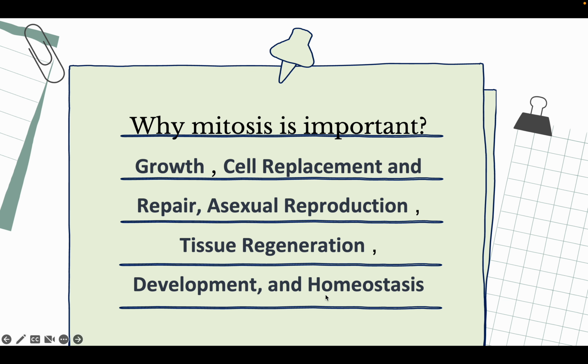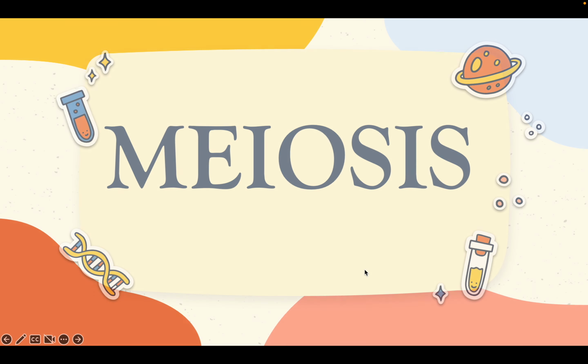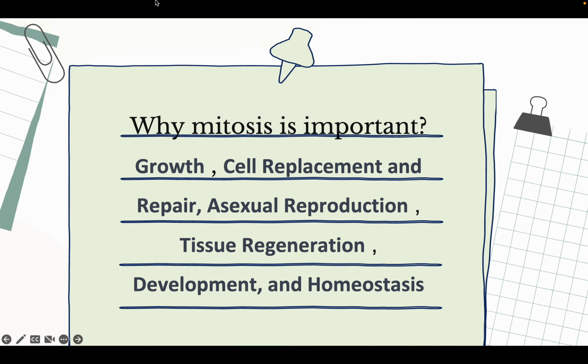And the last is homeostasis. So mitosis helps maintain the balance and stability of an organism's internal environment, and that is known as homeostasis. By replacing old or damaged cells with new ones, mitosis contributes to the overall health and function of the organisms. Okay, and that is the end for mitosis.